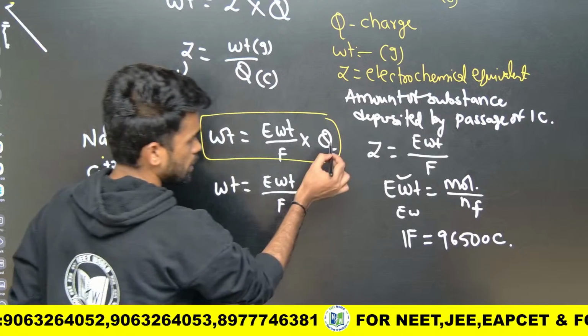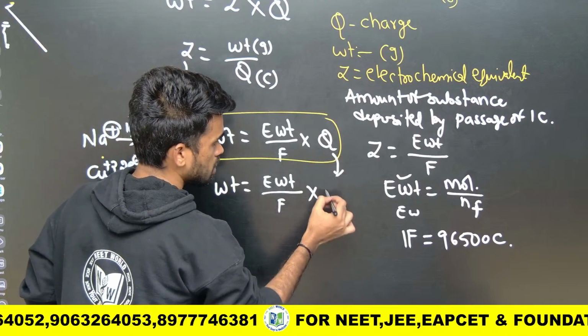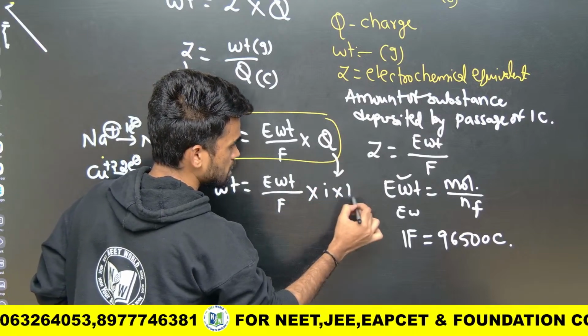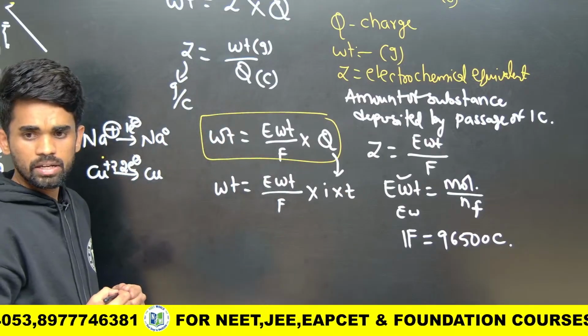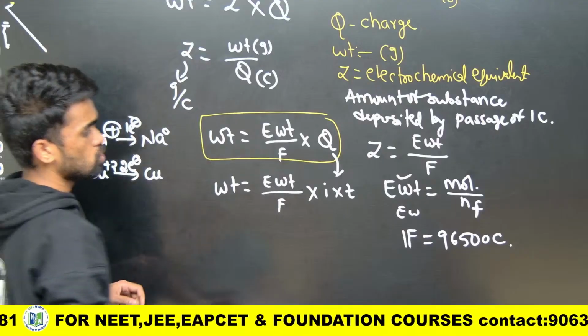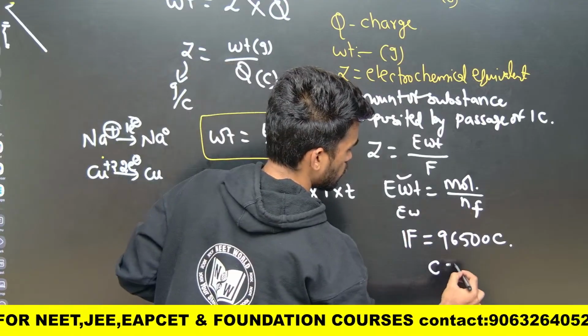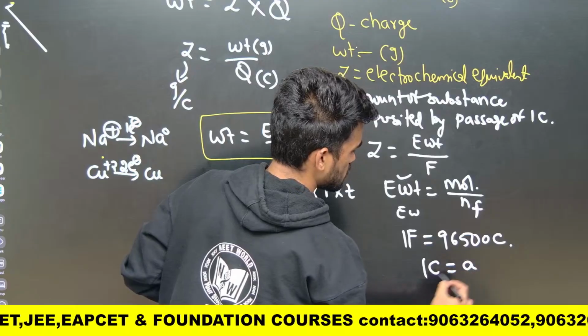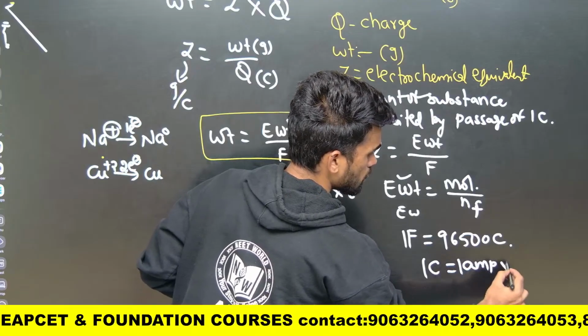Okay, so here for charge I am writing Q as I into T. What is I here? Current in amperes, and T is time in seconds. So I can write the unit coulomb as 1 coulomb equals 1 ampere into second.